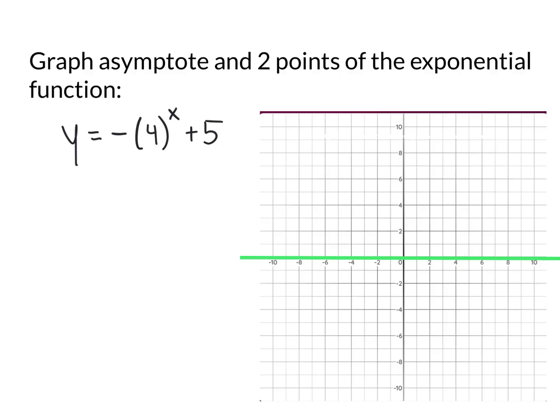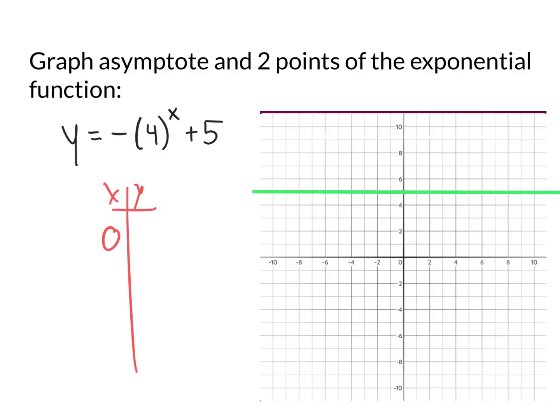So on this guy, I'm going to start by moving the asymptote where? +5. So you're at 0, 1, 2, 3, 4, 5. Put it there. Now we need some more points. So let's go for an XY table. And what should we plug in? 0. Always looks good to find the y-intercept. When you plug in 0 right there, 4 to the 0, anything to the 0 is 1, but you have a negative in front. So that's a -1 plus 5. That is 4. So you plot the point 0, 4, 0 on the x, 4 on the y.